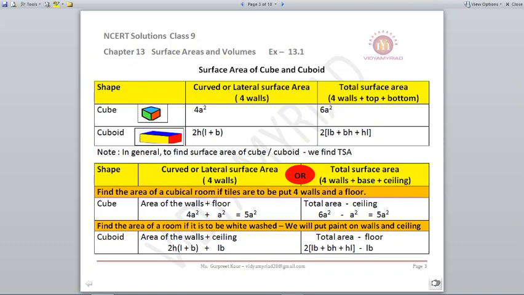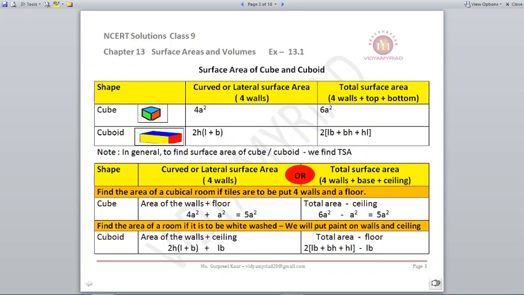Next case, suppose you have a cuboidal room and you have to whitewash. Now if you remember, just look at your own room. Where do you do the whitewashing? You will do the walls as well as the ceiling, but not the floor. So the floor is subtracted in this.